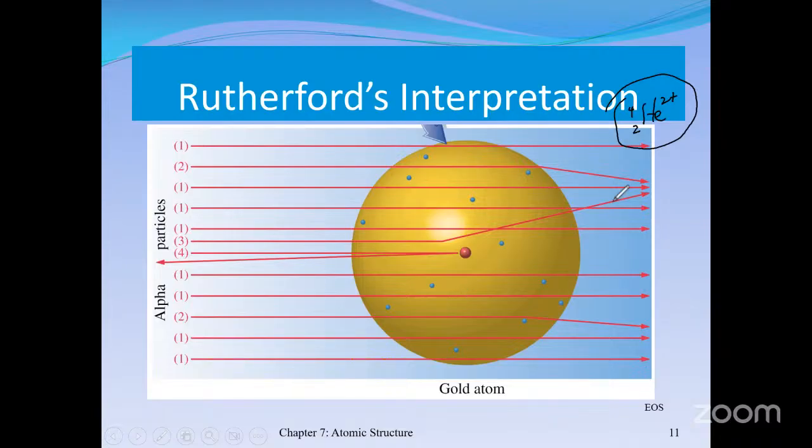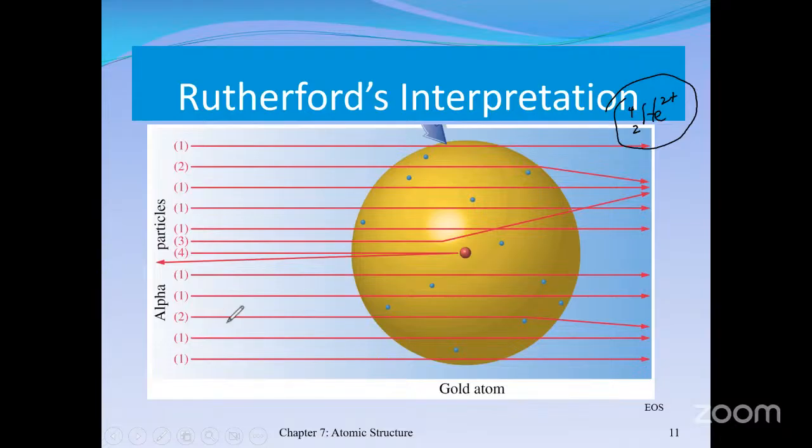diffuse, then most of the alpha particles will simply pass right through, as shown by pathway 1 here, pathway 1 here, pathway 1 here, and so on and so forth. For all the pathway ones, they basically go in a straight line passing right through the atom.